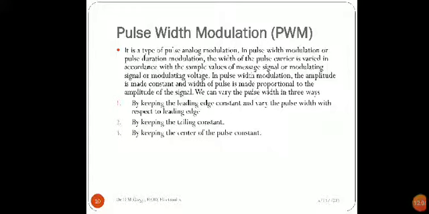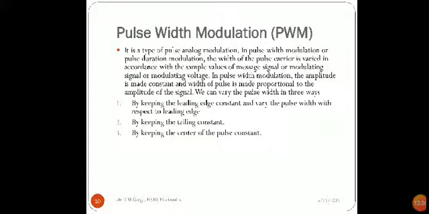Another classification of the pulse analog modulation is pulse width modulation. It is also called pulse duration modulation because the duration or width of the pulse is changed. In pulse width modulation or pulse duration modulation, the width of the pulse carrier is varied in accordance with the sample value of the message signal. So according to the instantaneous amplitude of the message signal, the width is varied.